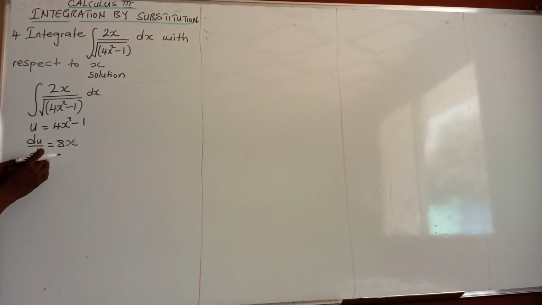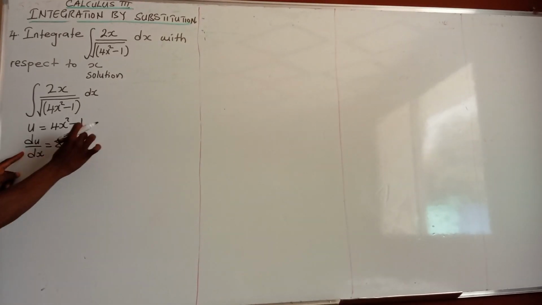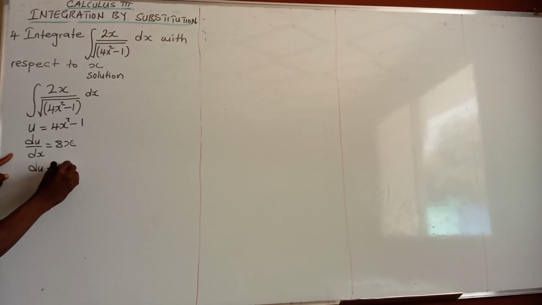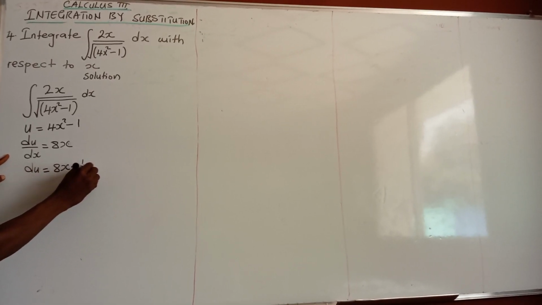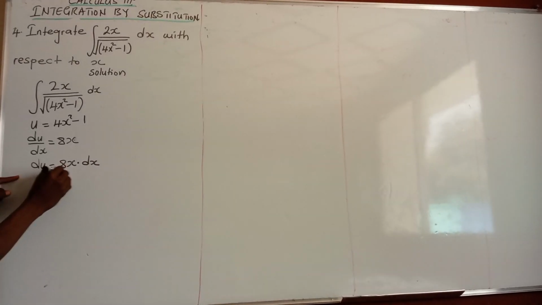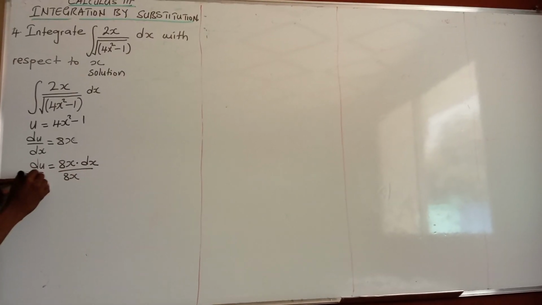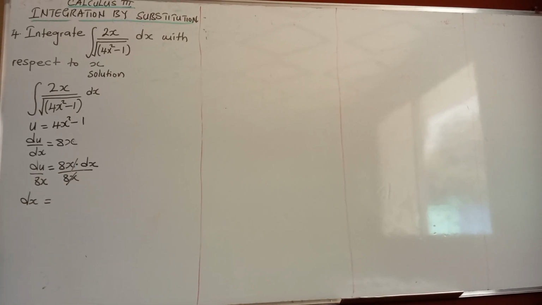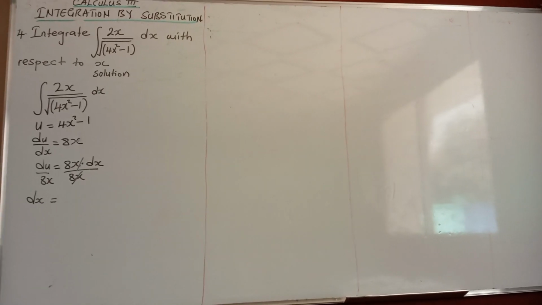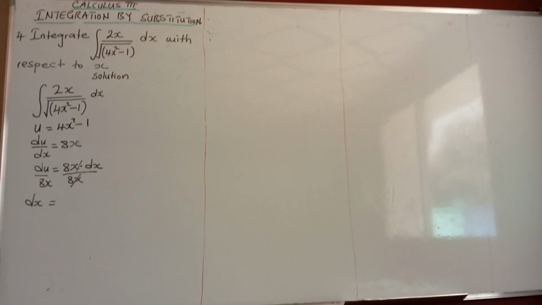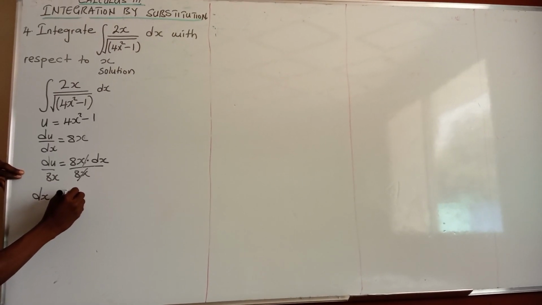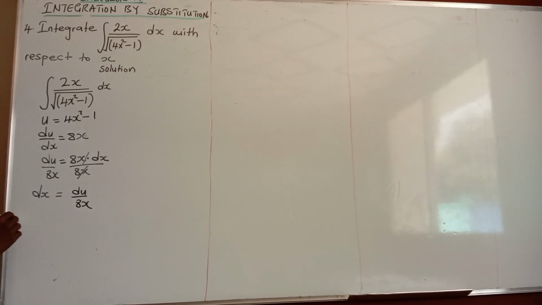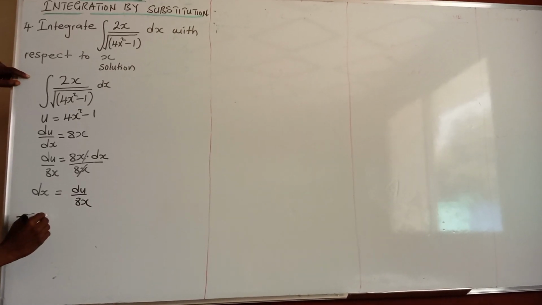So the differential of minus 1 is 0. We want to make dx the subject of the formula. So bring this dx here. So du equals 8x times dx. Therefore, you divide both sides by 8x. So this cancels with this. So dx equals du all upon 8x.